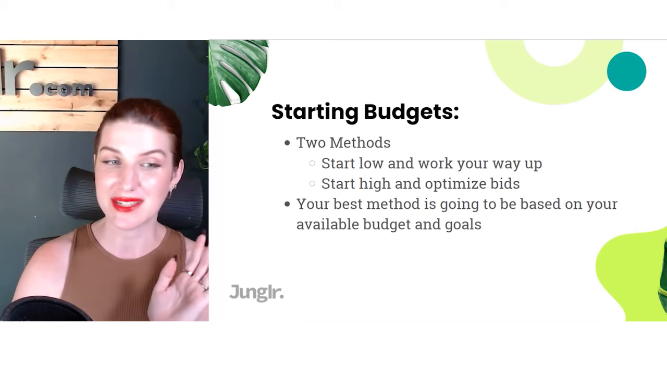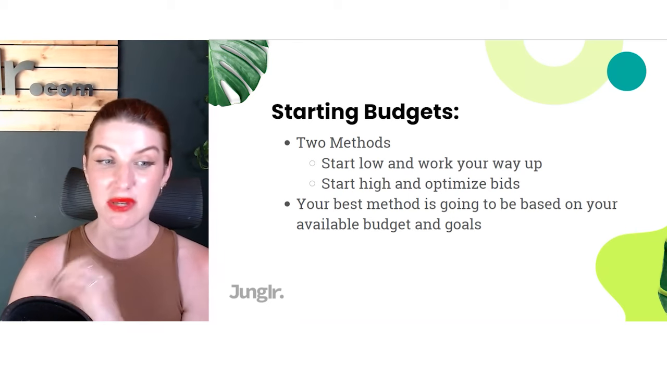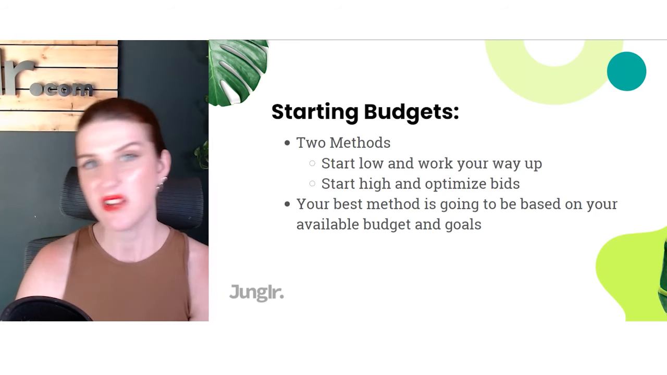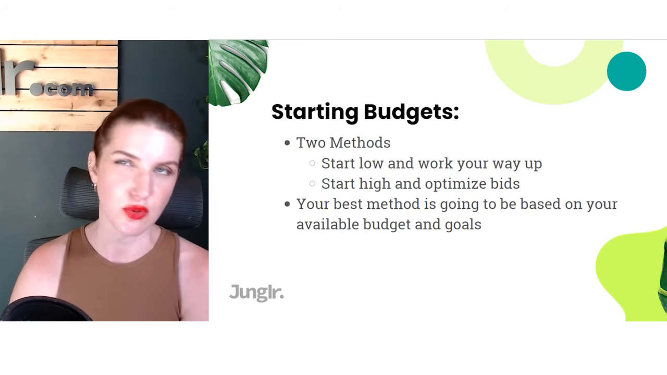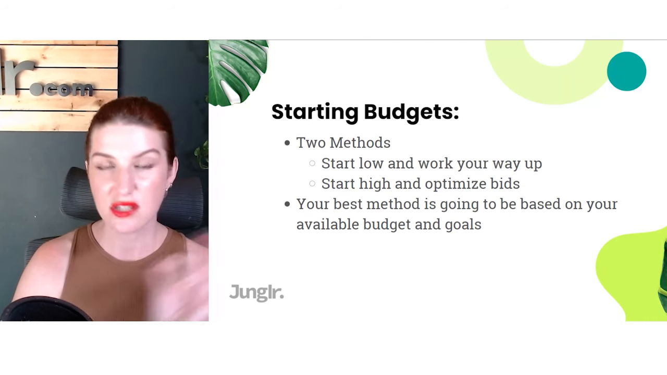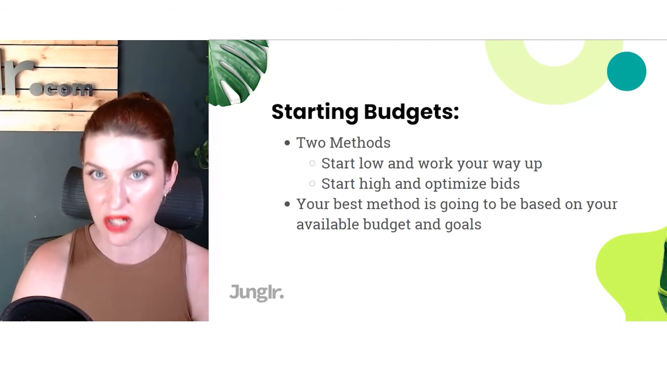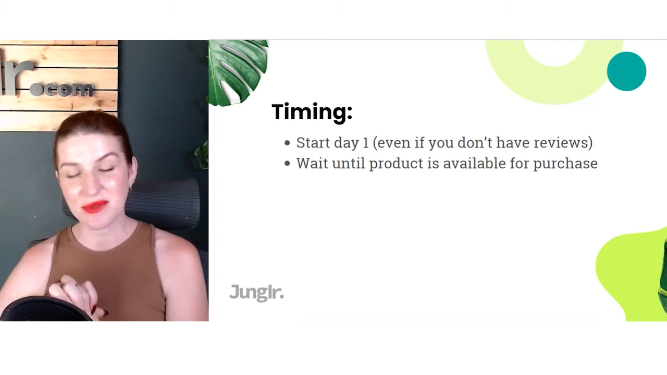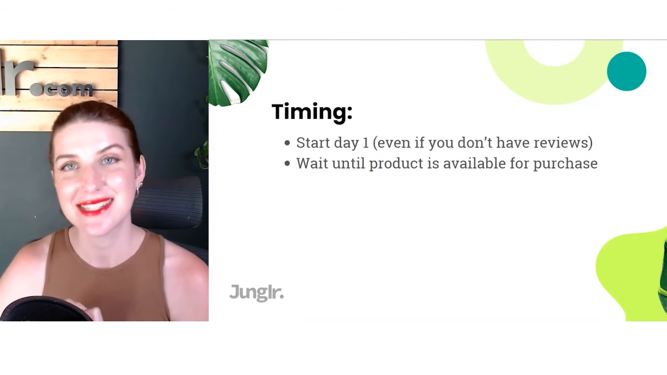And again, your best method is going to be based on your available budget and your goals. So keep that in mind. But if you want to start with, say, I don't know, $20, $50 a day and adjust from there, again, budgets, just like bids, you've got to pick a start and then adjust from there based on the data. And then the last one we'll talk about pre-launch is timing.